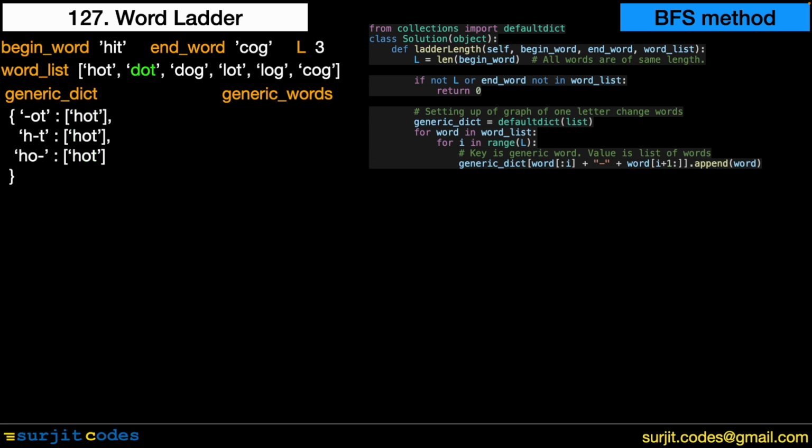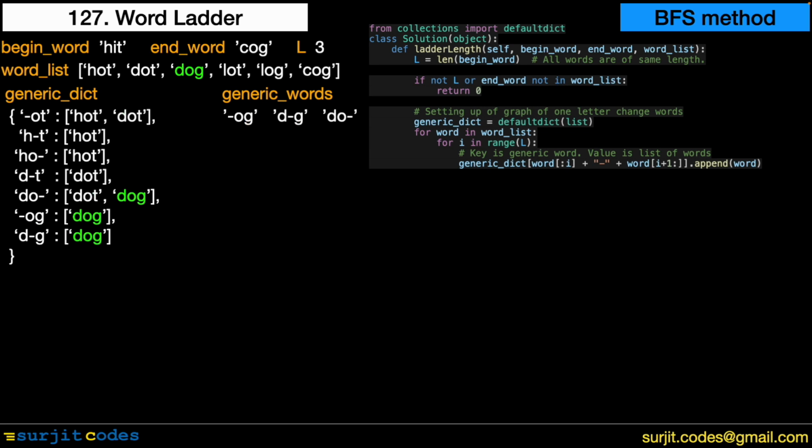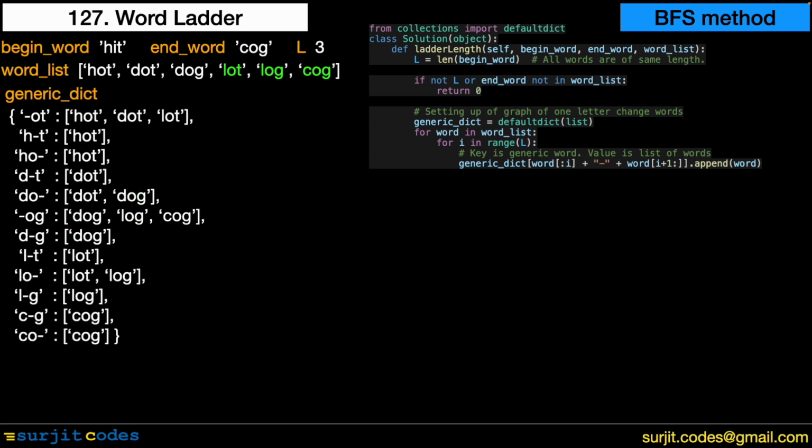Next word is dot, which gives three generic words as shown. Dash OT is already in the dictionary. We add a new entry in the list against it and add the other two keys in the dictionary. Dog is added to do dash and we add two new entries in the dictionary. Next three words complete the dictionary as shown.